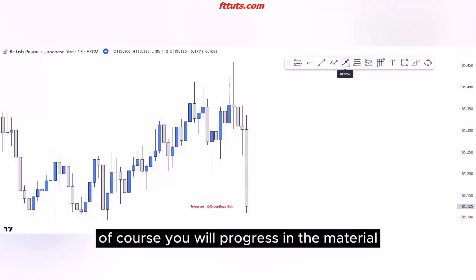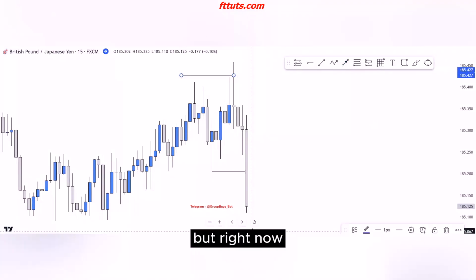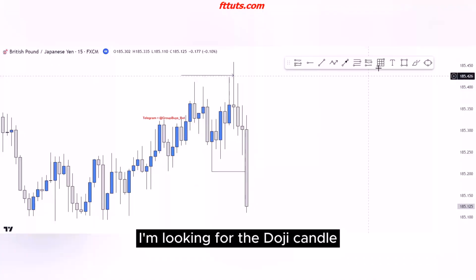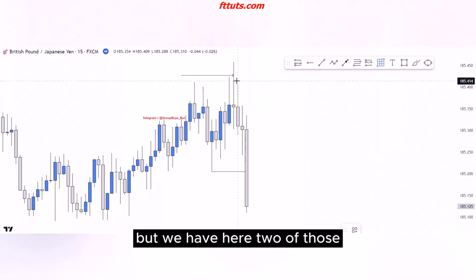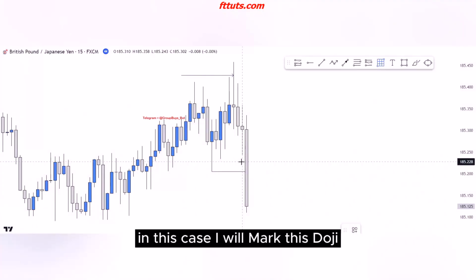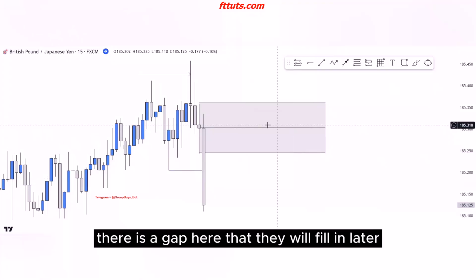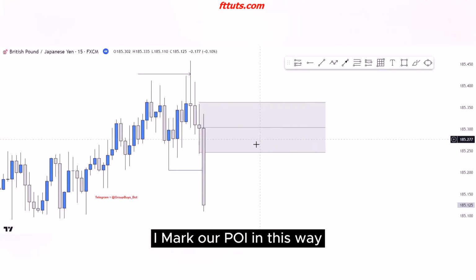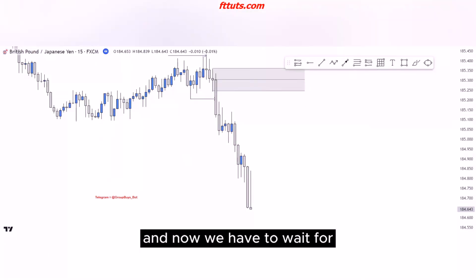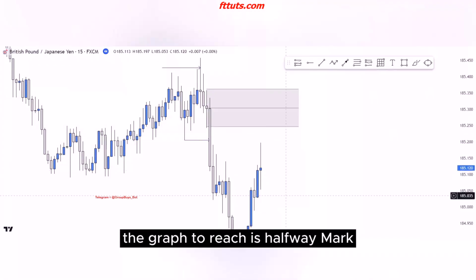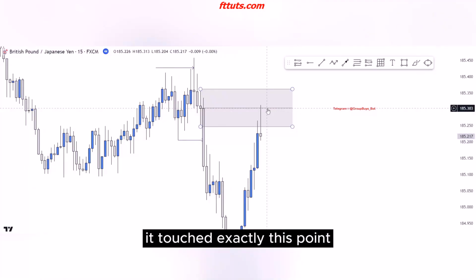Of course you will progress in the material and you will understand everything. But right now, as you know, I'm looking for the doji candle before the big down move. But we have two of those here. In this case, I will mark this doji. There is a gap here that they will fill later. I mark our POI in this way. And now we have to wait for the chart to reach its halfway mark. And at 3:30 p.m. it touched exactly this point.